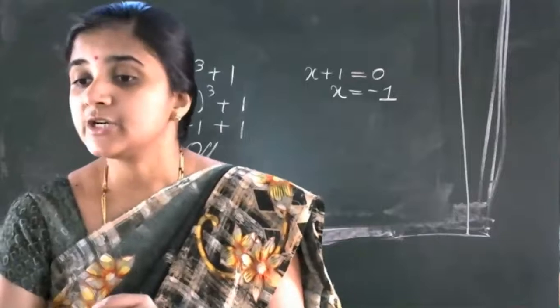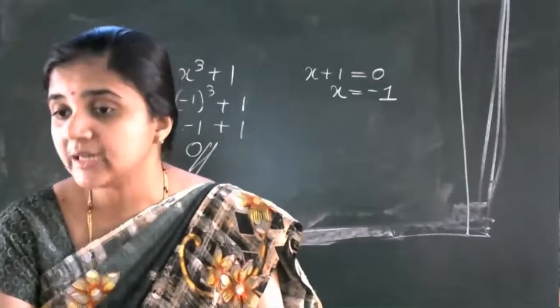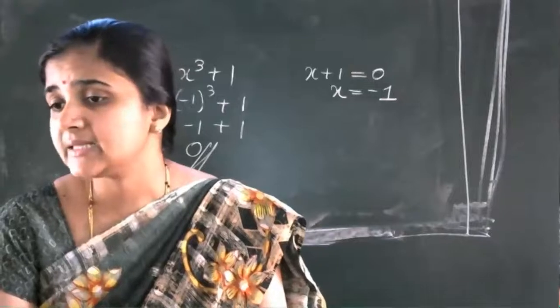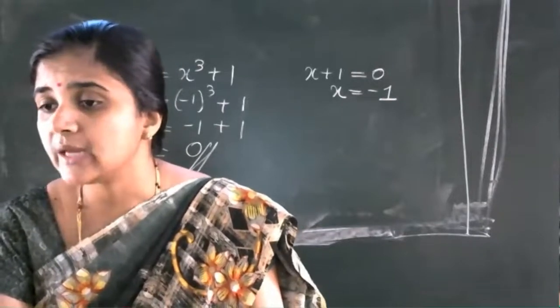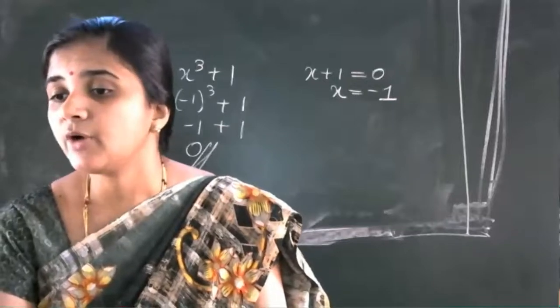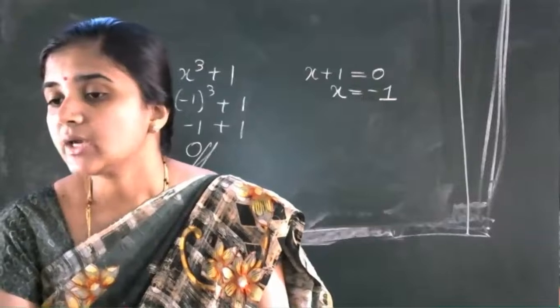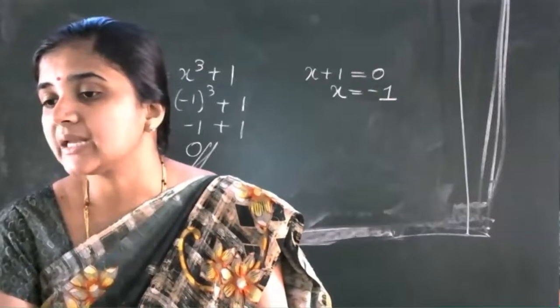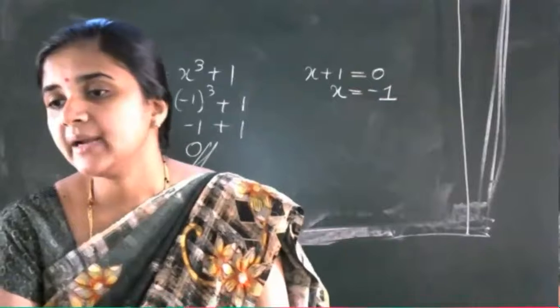Now substitute x as 1. P of 1 is equal to 1 raised to 4 plus 1 cube minus 2 into 1 square plus 1 plus 1. Therefore 1 plus 1 minus 2 plus 1 plus 1. So after the simplification you will get the remainder as 2. Clear, no? This is about the remainder theorem method.